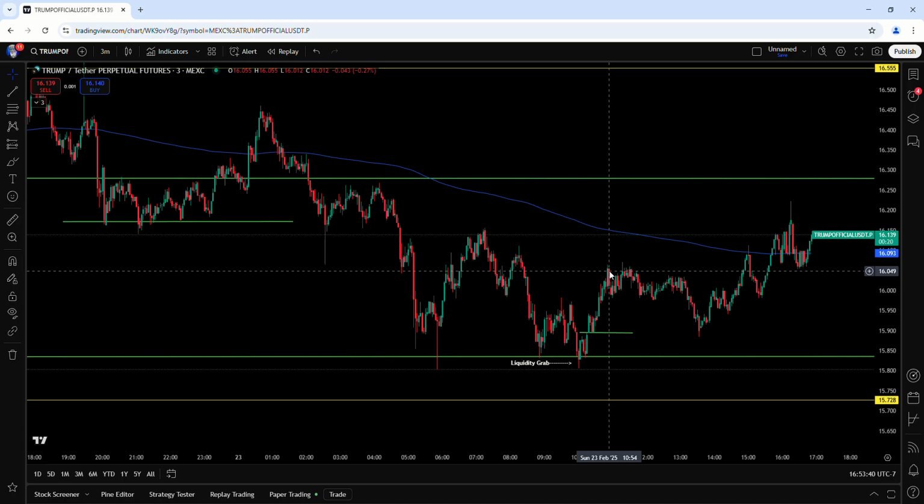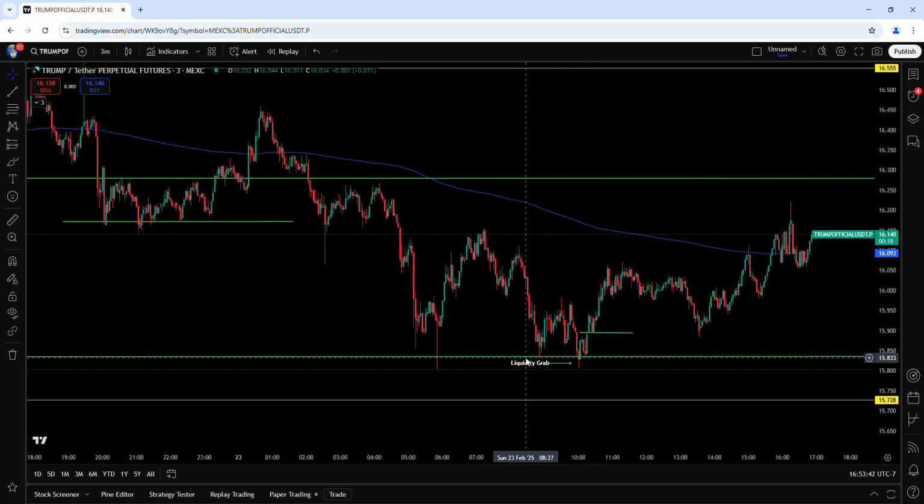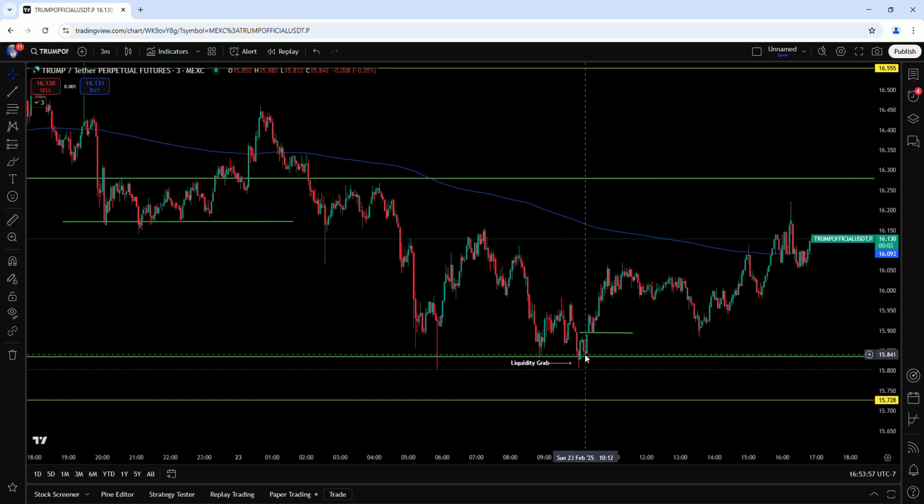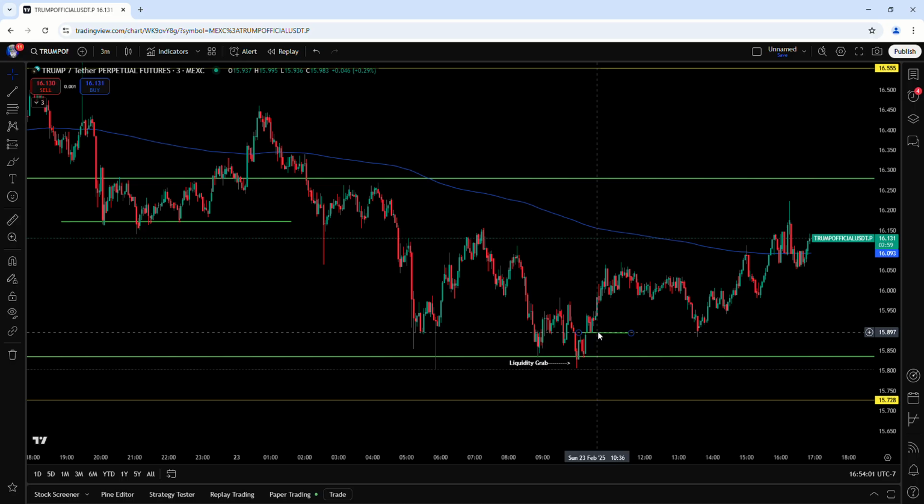So the liquidity grab comes first. It's usually the first step of the market reversing, of price reversing. So that's what I'm pushing now. Look for that first, and then you're going to get your break, you're going to get your retest. Then those are the entries.